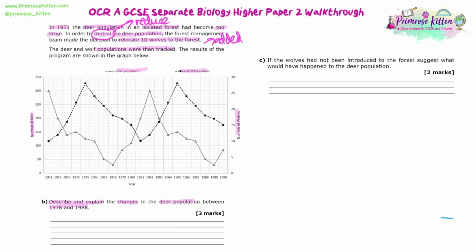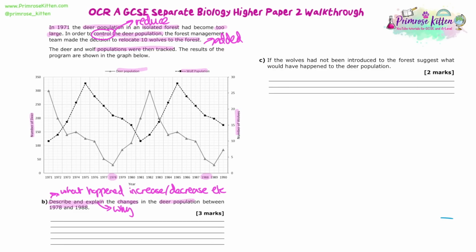So we've got deer population and wolf population. One of these diagrams where you've got 2 different y-axes, so just be careful when you're reading off numbers from the y-axis. Describe and explain the changes in the deer population between 1978 and 1988. So we're just focusing on this 10 years on the graph. Describe means what happened. So did it increase? Did it decrease? Etc. Explain is the reasons why it increased or decreased.